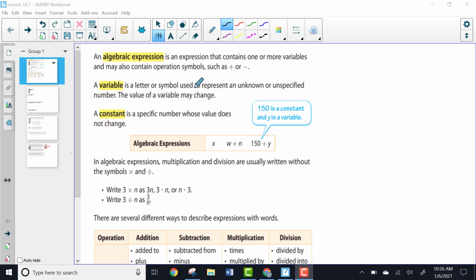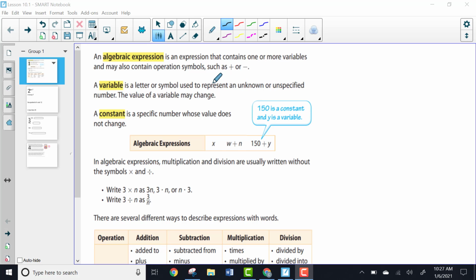A couple of key definitions that you'll need to understand as we get into Module 10. First of all, what is an algebraic expression? An algebraic expression is an expression that contains one or more variables and may also contain operation symbols such as multiplication or subtraction. It's not just limited to multiplication or subtraction. It needs to contain one or more variables, and can also contain operation symbols such as addition or subtraction, also multiplication and division as well.